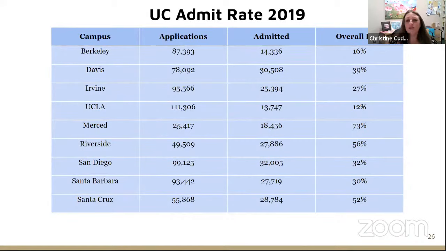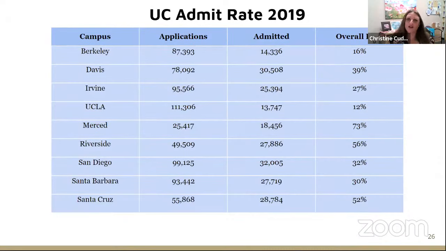We don't want to dissuade you from applying to these schools, because a lot of you are going to apply and we want you to apply. Like I said, they're all great schools. It's just know which ones really are the ones you want to go to and which ones really have that right fit for you, because you don't need to apply to all the UCs. There's nothing that says you have to apply to all these colleges on the list.